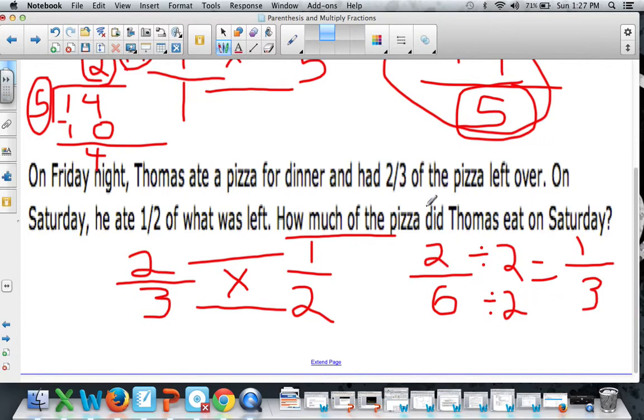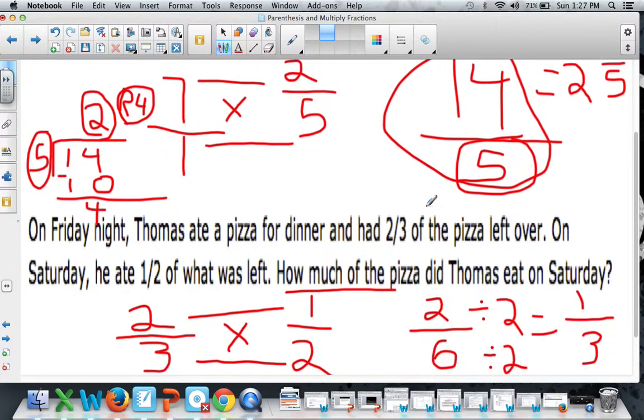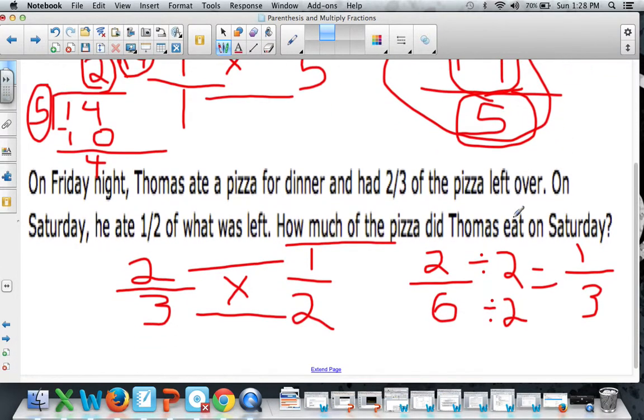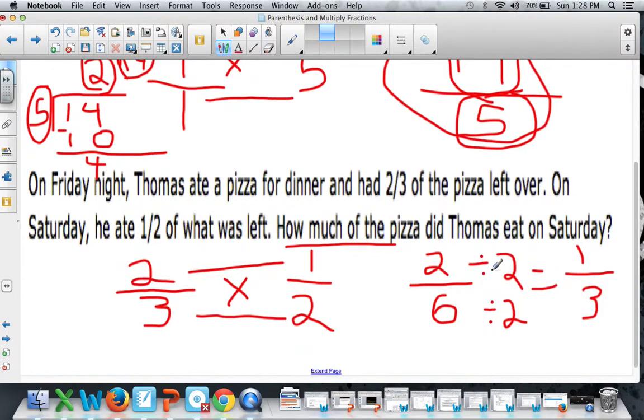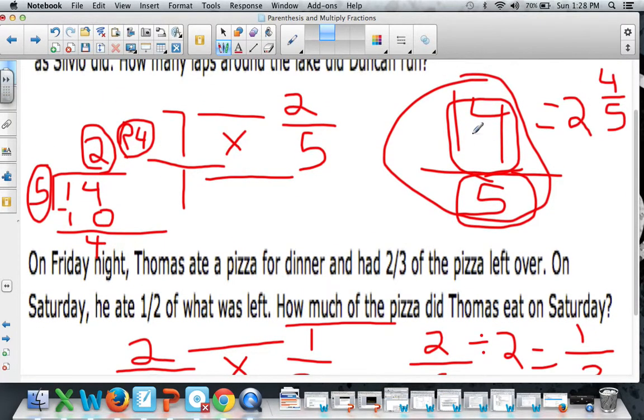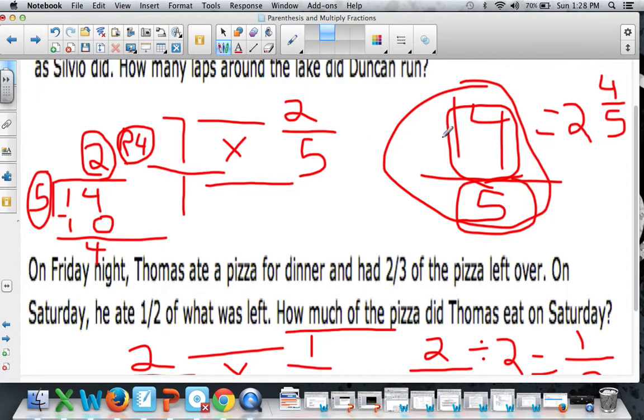Now that was easier than the one above. You know why? Because on the one above, your numerator was bigger than your denominator. 14 is bigger than 5. But on the one below, your numerator is smaller than your denominator. And when that happens, all you got to do is reduce. You know, 2/6 can become 1/3 by dividing top and bottom by 2. But up here, when the numerator is bigger than the denominator, you got to do all this stuff.